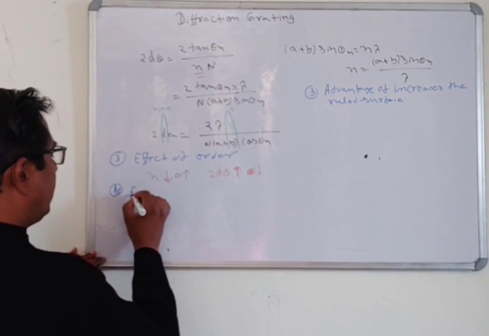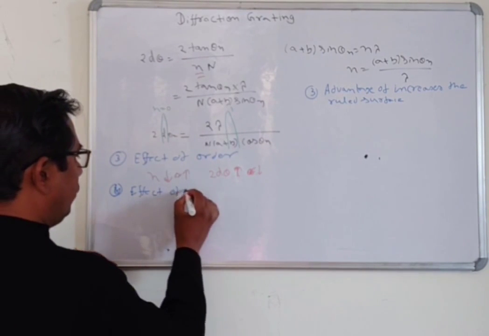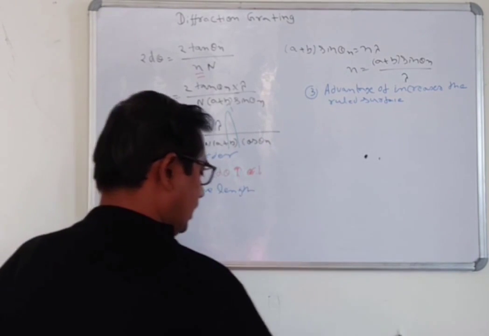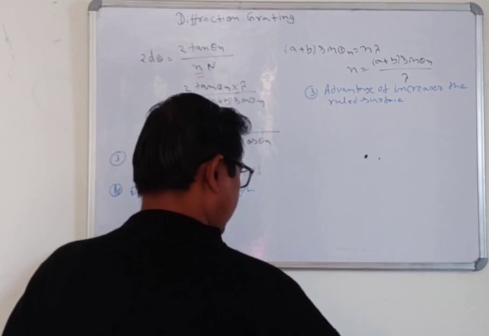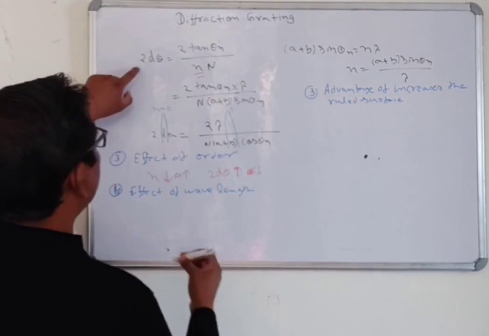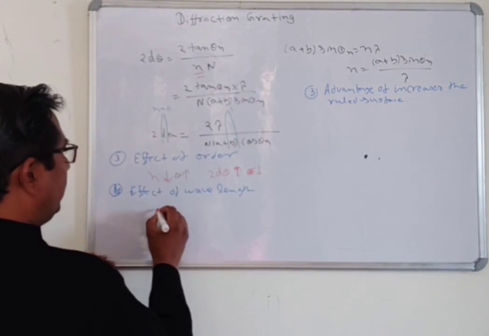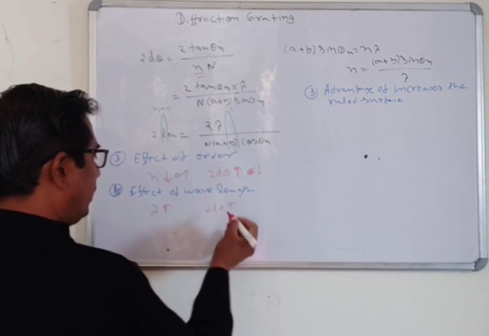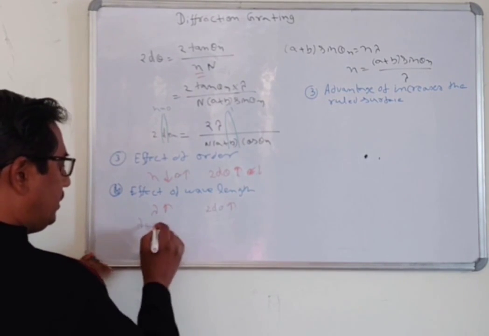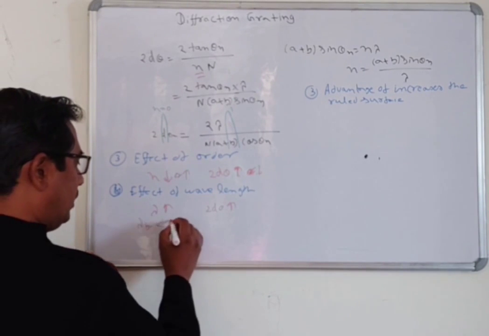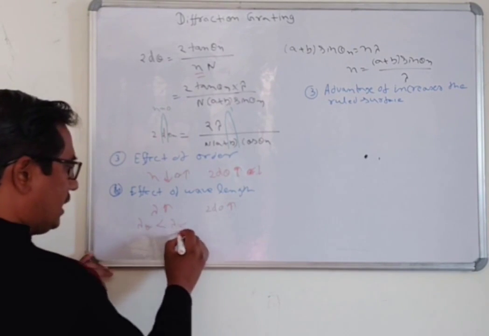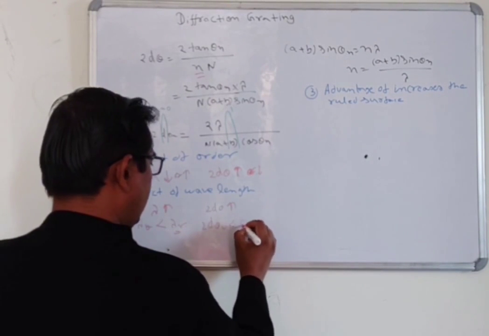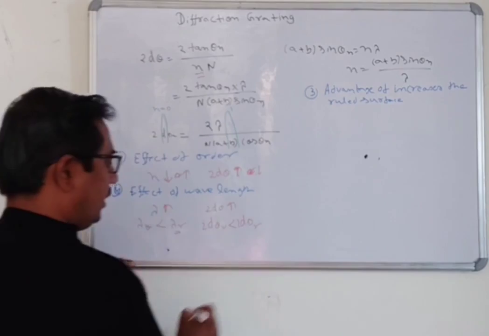Fourth is the effect of wavelength. You will see that the width is proportional to the wavelength. It means that as lambda increases, 2dθ increases. All of you know that violet light has a smaller wavelength as compared to red light. It means that the width of violet will be less as compared to the red.